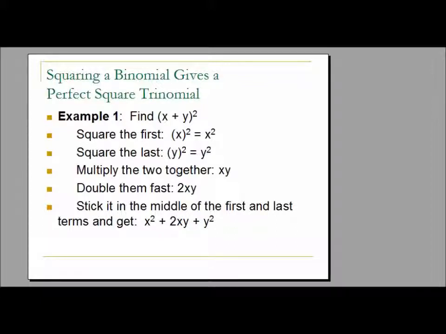Example 1, find x plus y quantity squared. Square the first term. The first term is x, we square it, the product is x squared. The last term is y, squaring y gives y squared. Multiply the two terms together, xy, double them, that becomes 2xy. That 2xy goes in the middle, and the perfect square trinomial is x squared plus 2xy plus y squared.